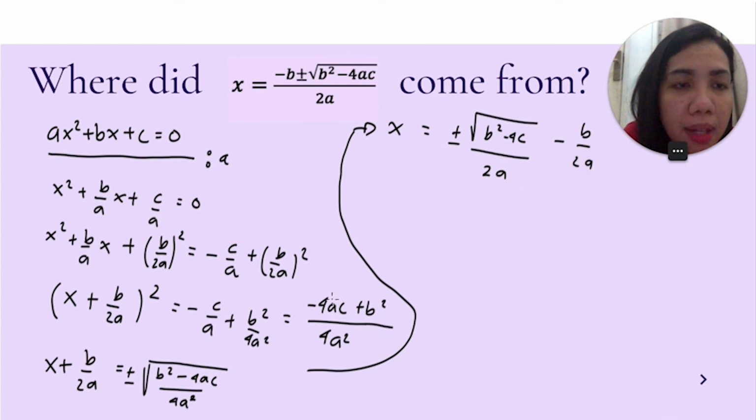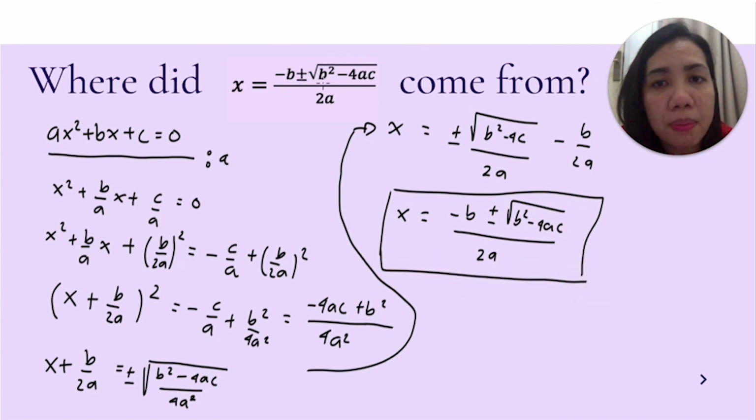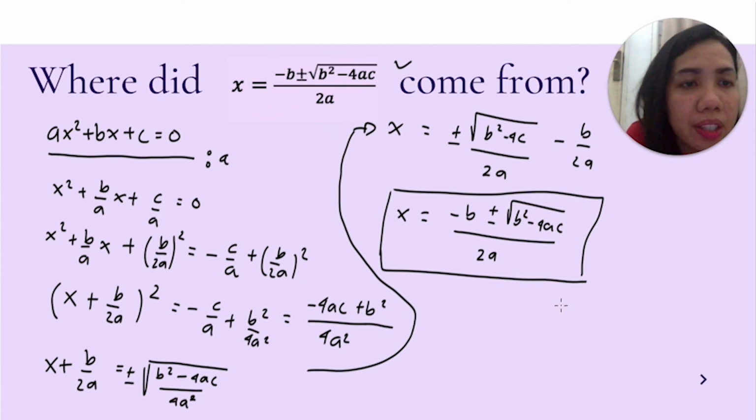One more last step is I just need to put all of this into one fraction. How to do that? It is easy because we already have the same denominator here. So we can write 2a, and then here I'm gonna put this minus b first: minus b, positive and minus the square root of b squared minus 4ac. Now we have the same thing with what we had before. This is the quadratic formula.